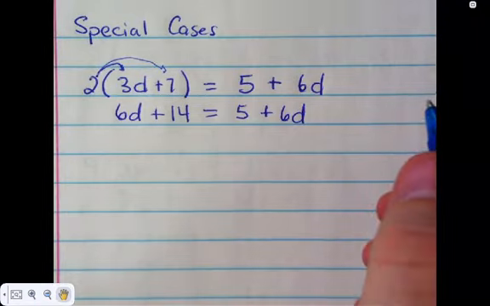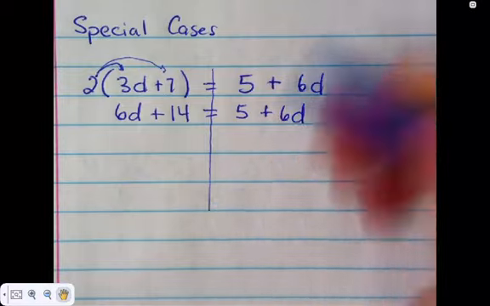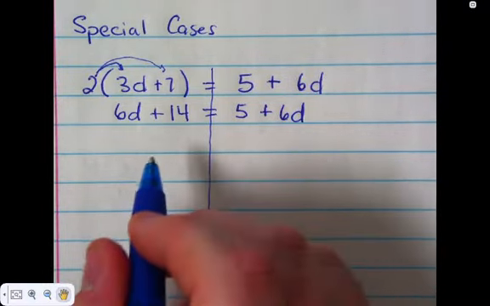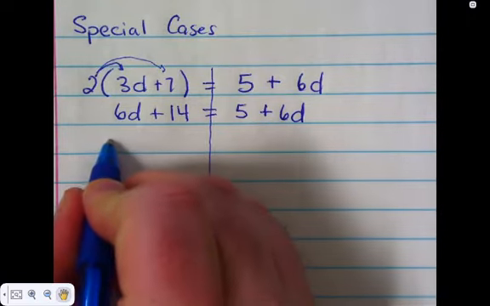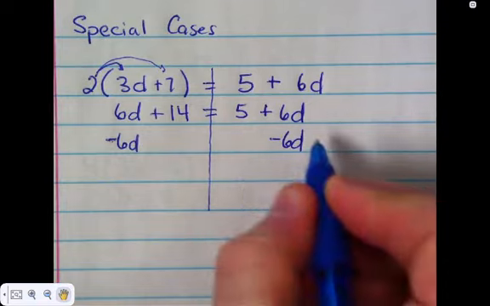Now, like we've done in the past, we've got variables on both sides. And I'll put that down there so we see there's a left and a right. First thing we talked about was to move all the variables to one side. So I'm going to take my 6d and I'm going to subtract 6d to get it to cancel out, and then I'll subtract my 6d over here.